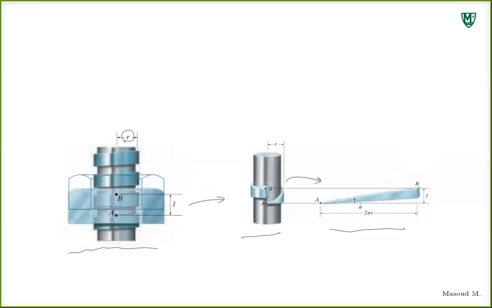Here r is the radius for the screw. So the length of this side is going to be 2 pi r, right? You have a circle, you unravel that, that length would be the circumference of your circle. So it's going to be 2 pi r. And then you have L here representing this height.